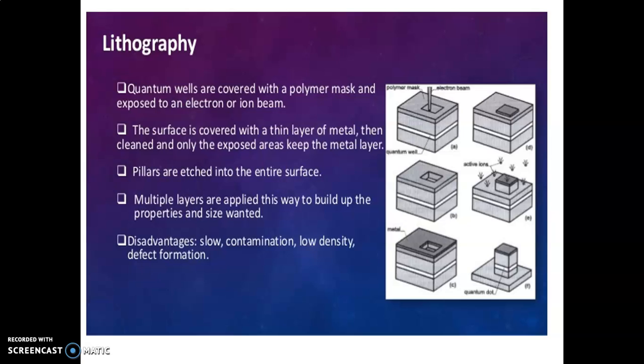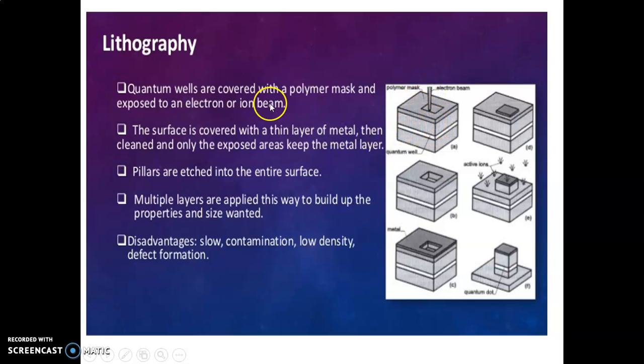Here you can see in this picture, the quantum well is available in white color. Above that it is covered with polymer masks. After that the metal surface will be there, so multiple layers will be there. They are clearly given. Then they are exposed to the electron beam.